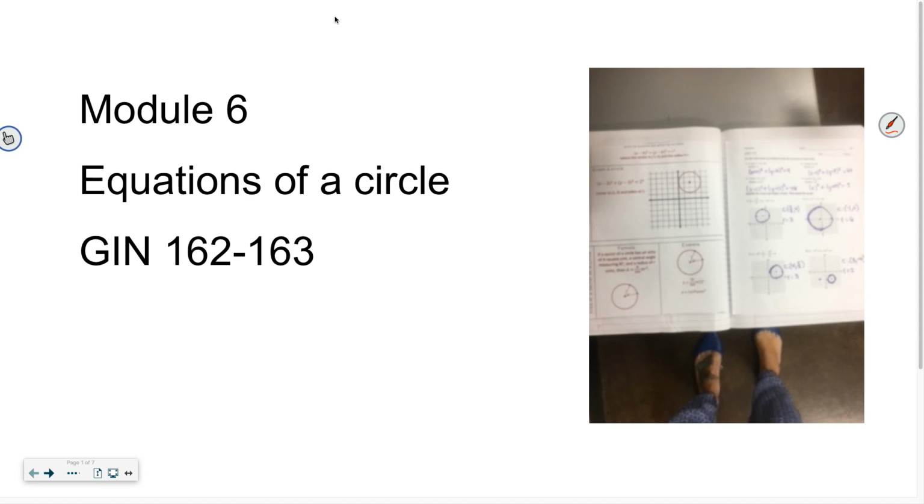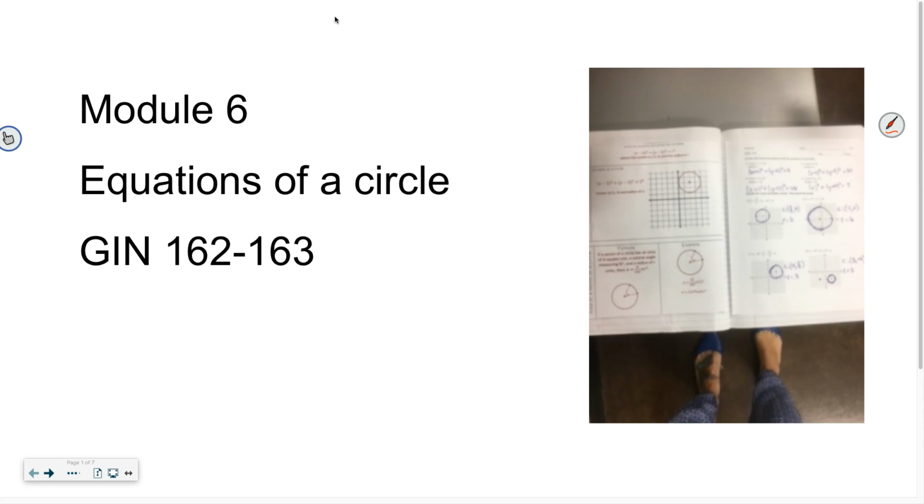All right, so this is the last module for chapter 11, module 6, and it's talking about equations of a circle. So I have a picture here of what your notebook should look like on page 162, 163. This is the page where we fill in. Here we have some work to do, and I honestly think this module might be the easiest one in the chapter. You'll have to let me know if you agree with me or not.